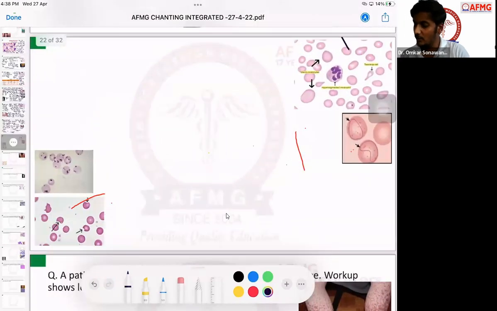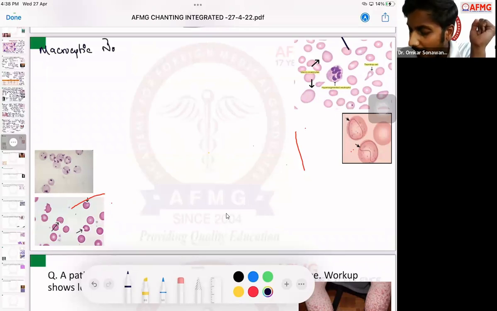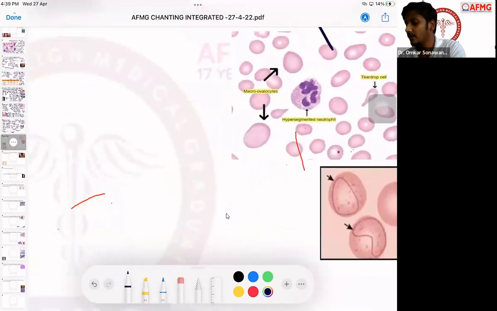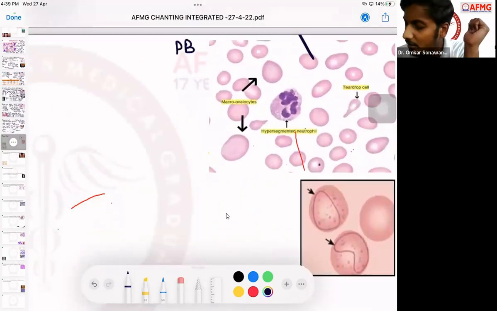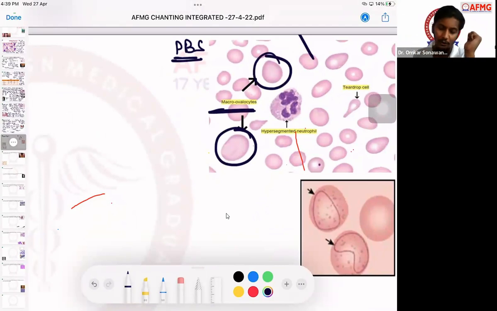So talking about the next one over here, we have this kind of a picture talking about macrocytic normochromic anemia now. A macrocytic normochromic anemia would be if there is deficiency of some vitamins. Then we can see there would be this kind of a peripheral blood smear. On this peripheral blood smear, you can clearly see there are very large RBCs, and these large RBCs are called macro-ovalocytes. Along with that, you can also see teardrop cells.